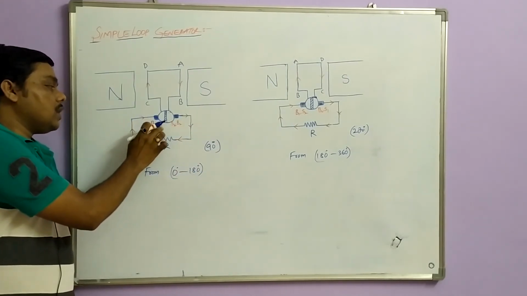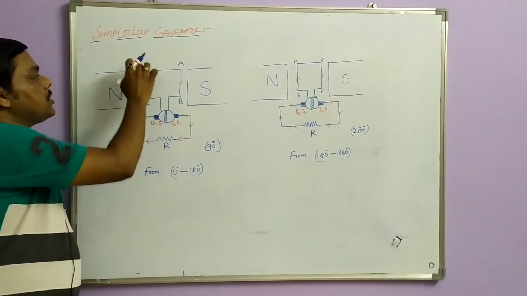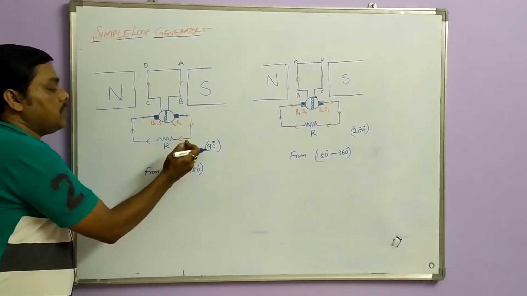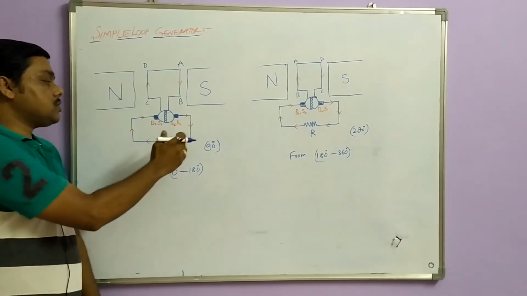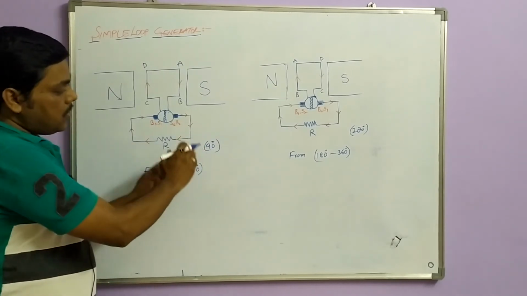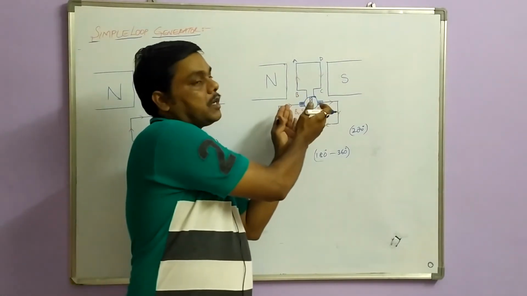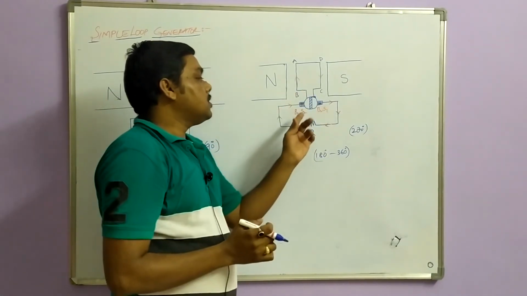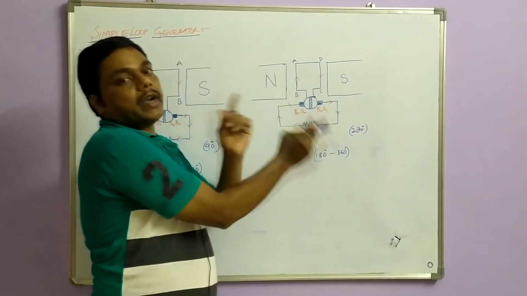So segment 1 is connected to brush B1, so the current direction is from C to D, A to B, and the current direction is from right to left, so that the current flowing through your load resistor is from right to left. But after 180 degrees, what is happening? So what is the main function of your split ring? You can observe here the segments are connected to this particular portion. That means brush 1 and brush 2 segments are interchanged.